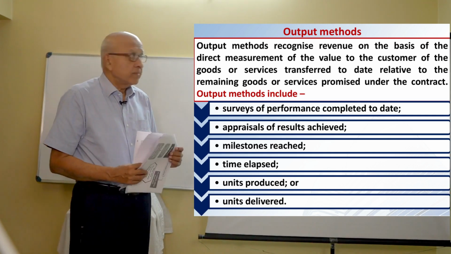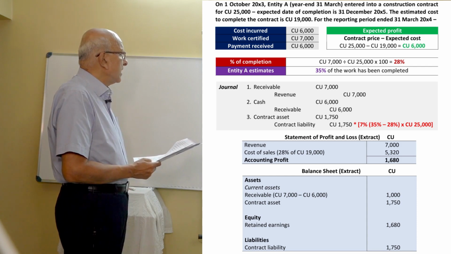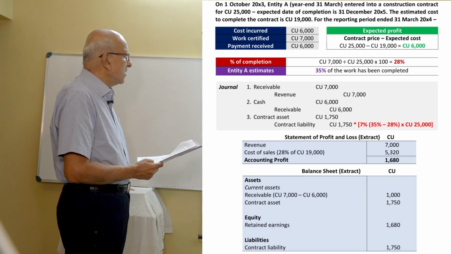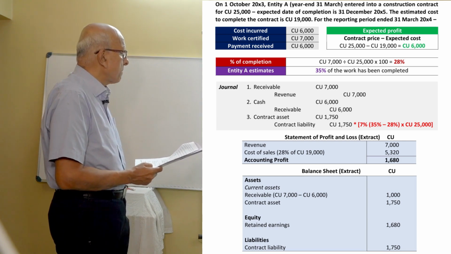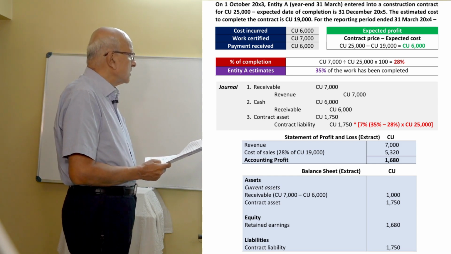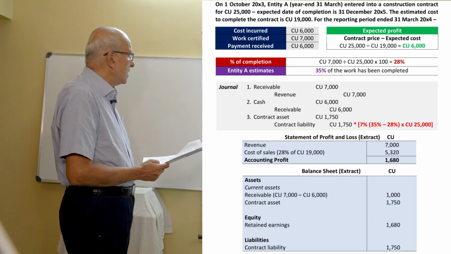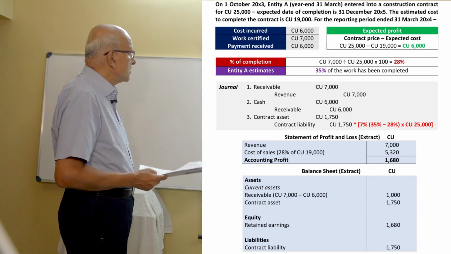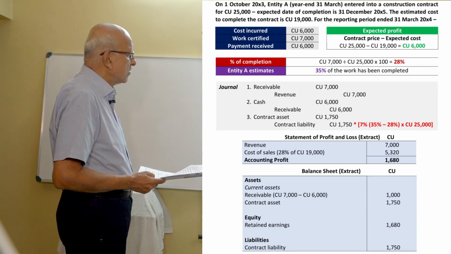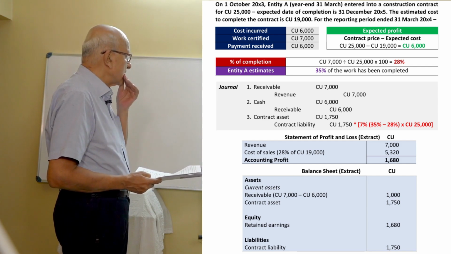Let's see an example. On 1st October 20x3, NTTA, with year-end 31st March, entered into a construction contract for CU 25,000. Expected date of completion is 31st December 20x5. The estimated cost to complete the contract is 19,000. For the reporting period ended 31st March 20x4, that is 6 months: cost incurred 6,000, work certified 7,000, payment received 6,000.